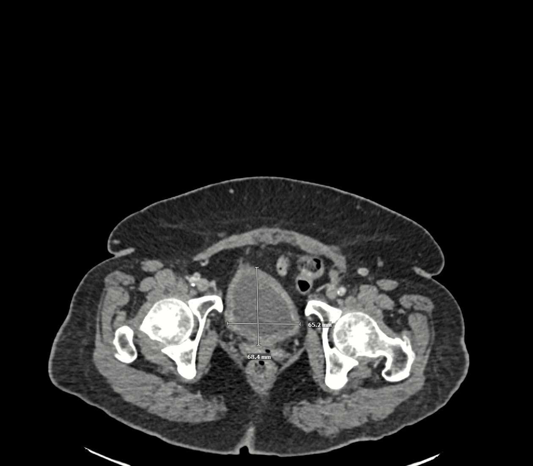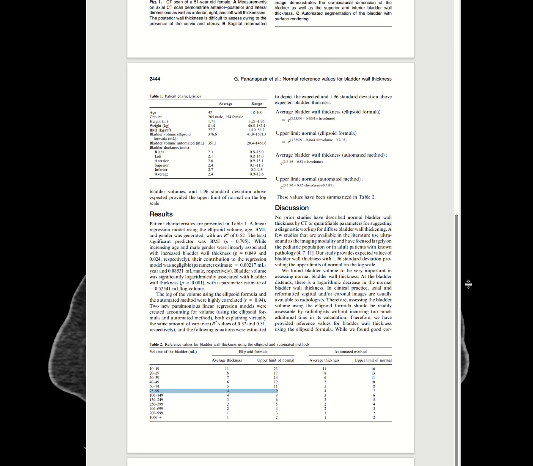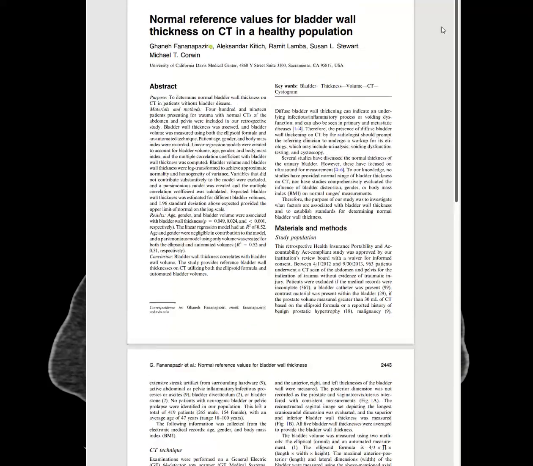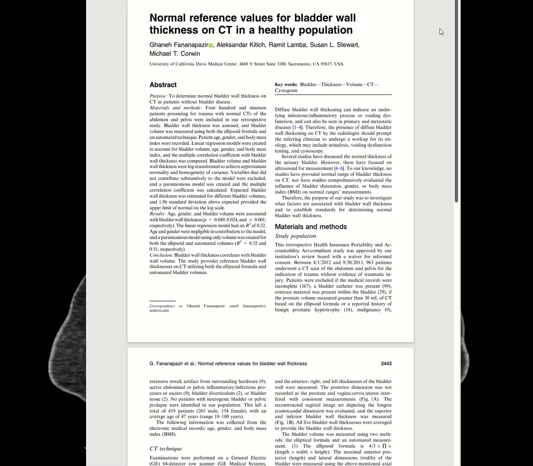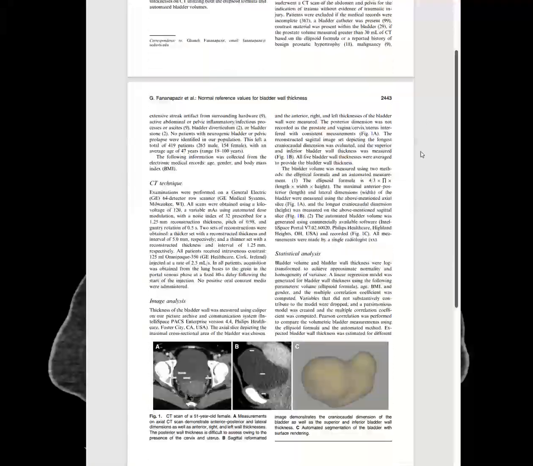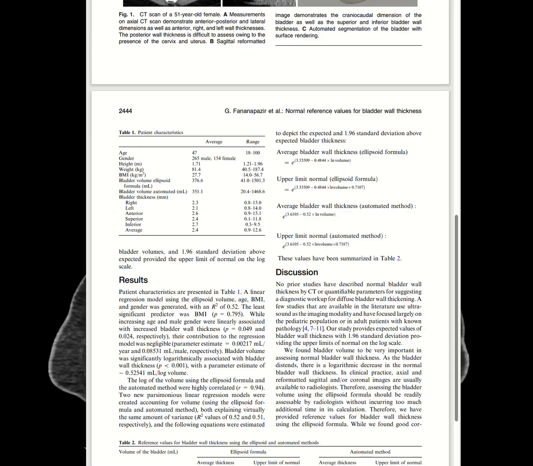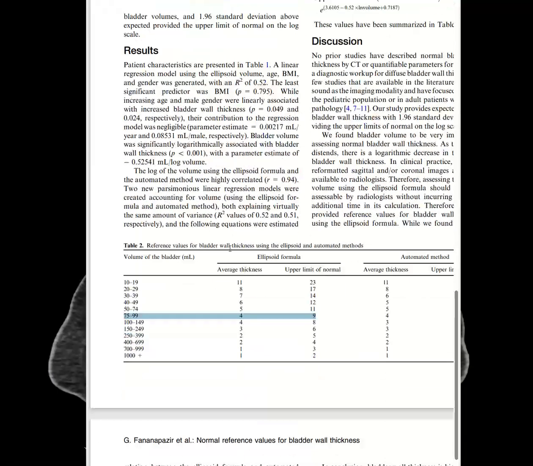volume? And so here's the paper here. I'm just going to pull it up right here. And you can see in this paper that looked at normal reference values for bladder wall thickness on CT in a healthy patient population in abdominal radiology, you can actually see the reference values over here. And I'm just going to zoom into it so that we can see it more closely.